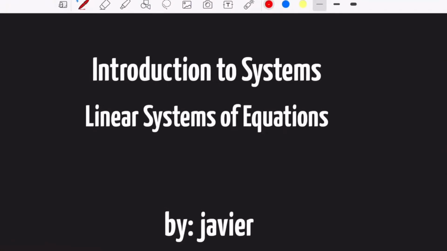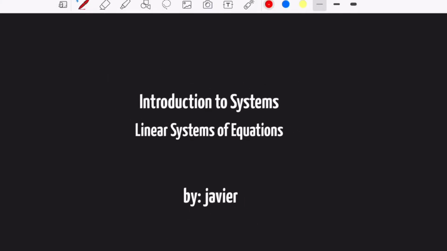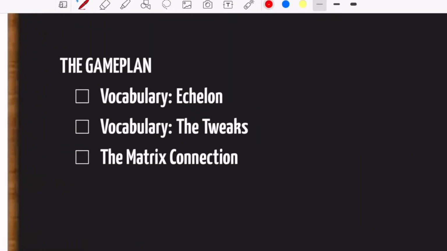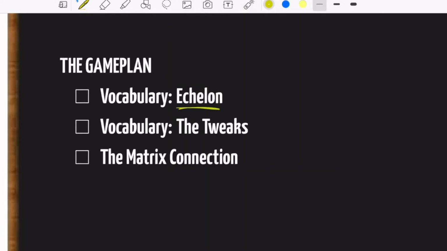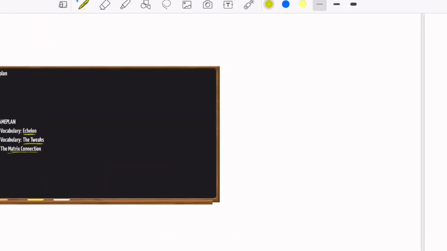All right, so today we're going to talk about systems of equations, matrices, and a bunch of other fun things. Real basic, but fundamental. I'd like to start off, of course, by understanding the game plan. The game plan is real simple. We're going to understand this word here, echelon, some of the famous tweaks that you can do to get it into echelon form. And of course, how is this related to matrices?